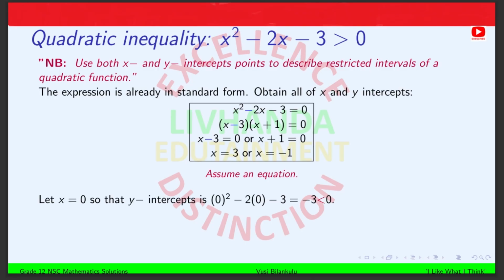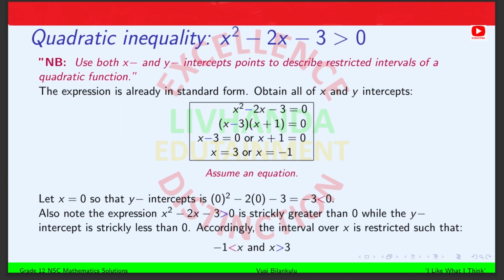For y-intercept, let x equal 0 so that the intercept is negative 3. Importantly, note that y-intercept is negative, that is, less than 0. On the other hand, the expression x squared minus 2x minus 3 must be positive, that is, greater than 0. Accordingly, since x-intercepts are negative 1 and positive 3, the solution of x is in the intervals defined by x less than negative 1 and x greater than 3.